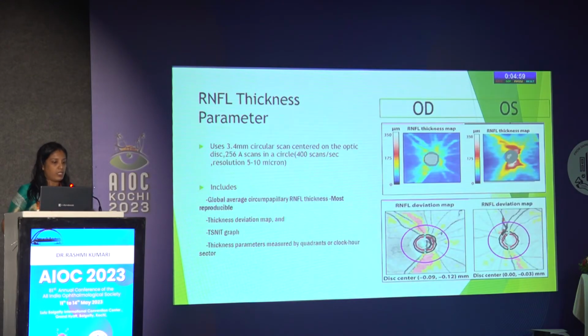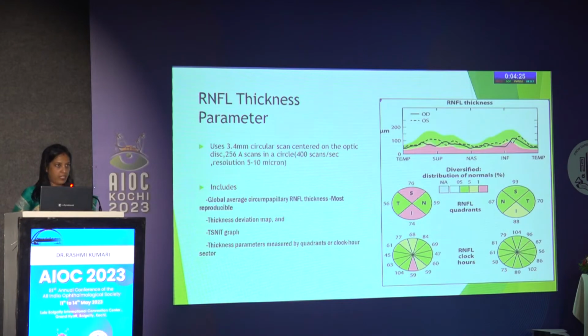It is generally done by using a 3.4 millimeter circular scan centered on the optic disc, which takes subsequent scans with different speeds depending upon the machine. And this is the most reproducible parameter. It gives a deviation map and a thickness map. But the point to be noted is color coding. In the thickness map, the red is thicker nerve fiber. But in the deviation map, red means it is significantly lower as compared to the normative database. So while evaluating the thickness as well as the deviation map, this color coding needs to be kept in mind.